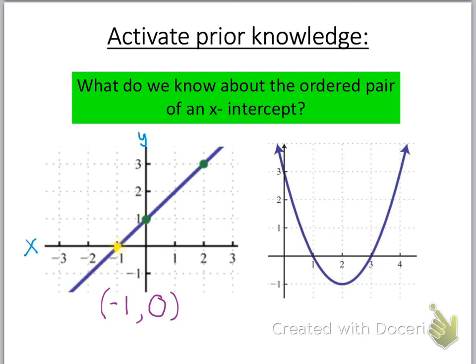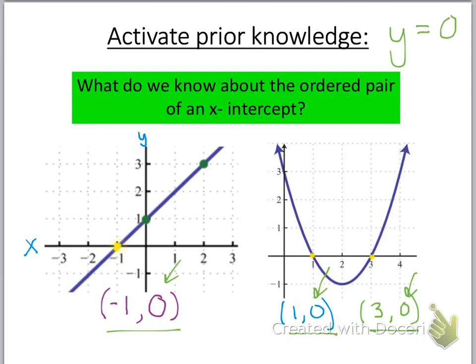Let's look at the x-intercepts on the second graph. We have an x-intercept here, and we have an x-intercept here. That first one is going to be 1 comma 0, and the second one is going to be 3 comma 0. Now those are three x-intercepts. What do you notice is the same in all three of them? You guessed it, y is equal to 0. So what we know about the ordered pair of an x-intercept is that the y is always a 0.